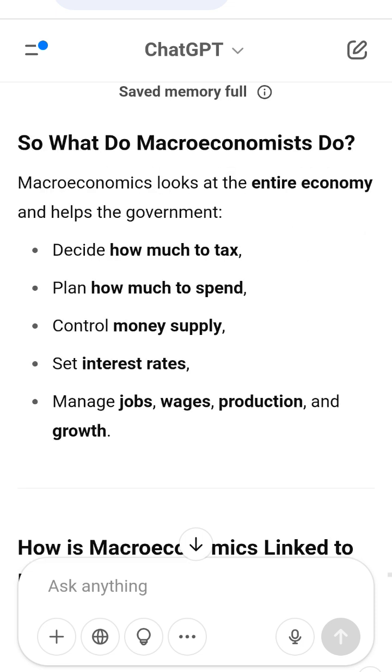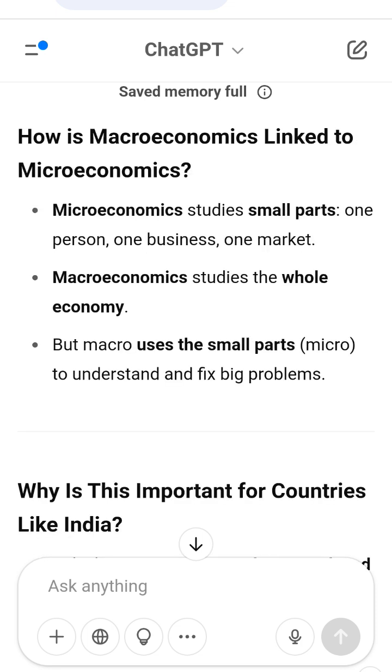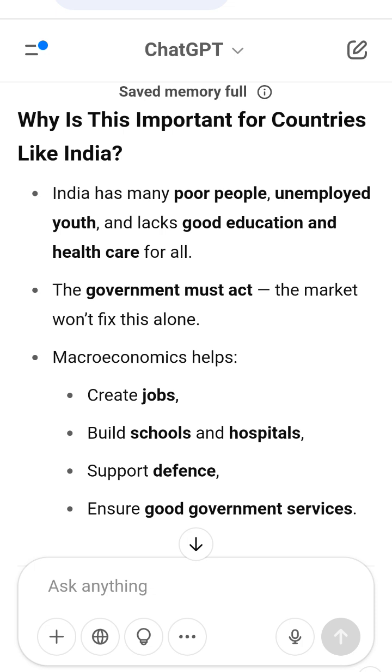Main point: macroeconomics is needed when the market alone can't create a fair and happy society. It helps guide the government to make life better for everyone, especially in developing countries like India.